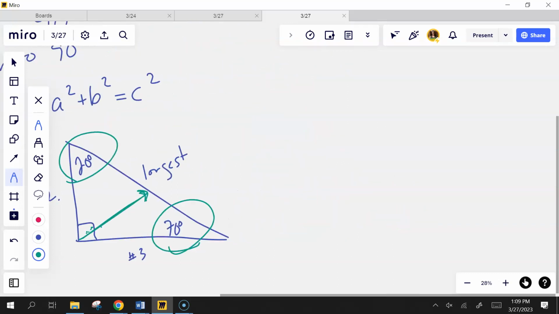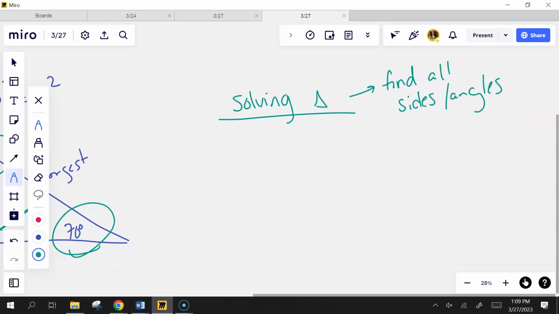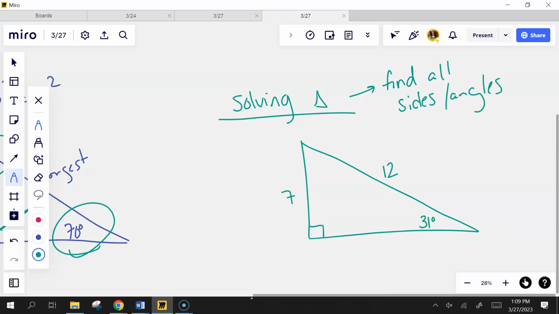Solving a triangle involves finding all sides and angles. And before we use trig to do this, I just want to go back and review some of the geometry ways that you did this, if you did it in geometry. Let's say this is 12, this is 7, this is 31. Solve the triangle.